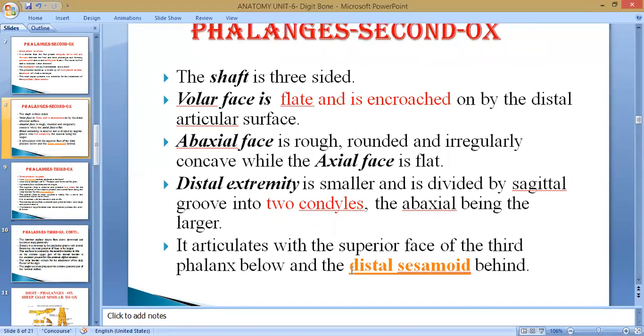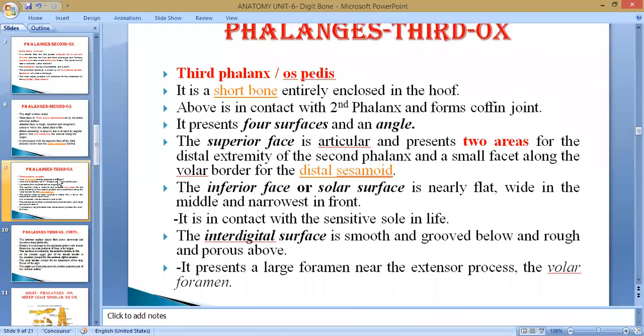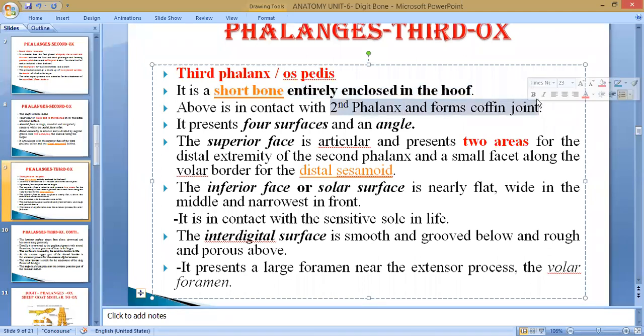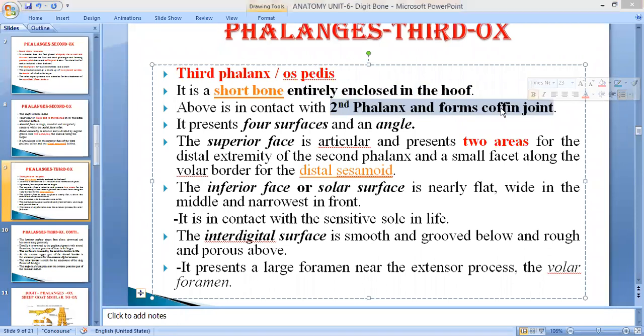I think this is clear up to this. Okay, so we have completed the second phalanx. Next is the third phalanx. The third phalanx is also known as os pedis, and it is a short bone entirely enclosed in the hoof. If anybody asks you which phalanx plays a major role in the formation of the hoof, that is the third phalanx. It is located just above the ground, below the second phalanx, and comes in contact with the ground. It forms a joint with the second phalanx that is known as the coffin joint.